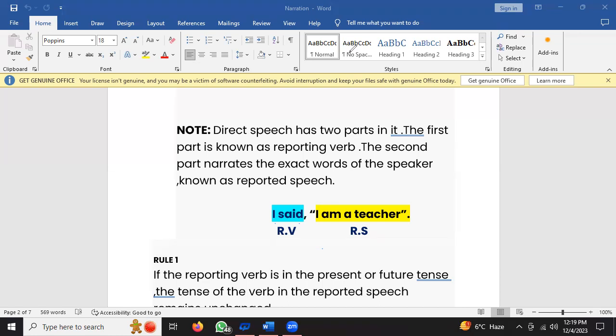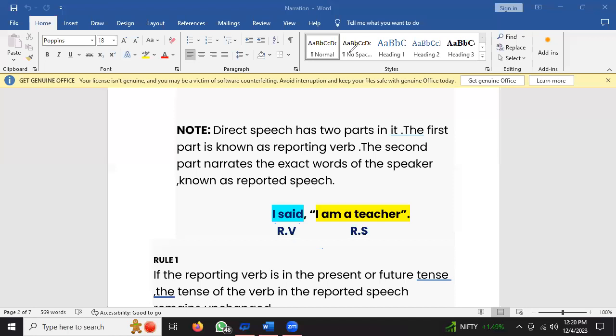Second half of the sentence is "that I am a teacher." This is reported speech, right? We can identify this as RS. RS stands for reported speech. It means the line the speaker has said, the exact line of the speaker, is known as reported speech, right? Now see why I have written this in front of you.